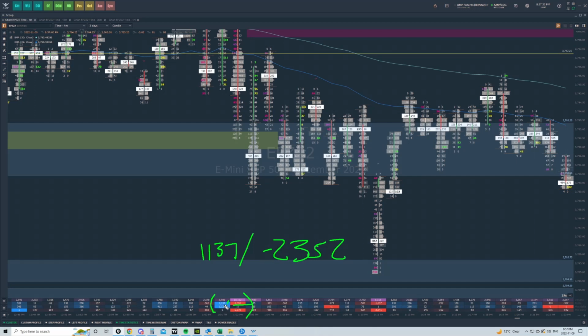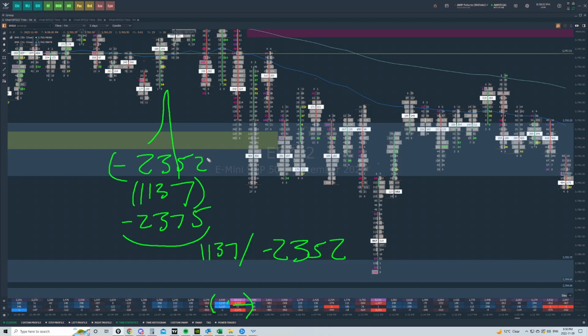So if we put this all into one print, it would look something like this. We'd have a max delta of 1137, a min delta of minus 2,375, and a closing delta of minus 2,352. So the way this looks as price is playing out, if you had this max delta right here, this would mean price is going up, buyers are in control, and sellers absolutely crush this thing with the min delta being here and the closing delta being here. And this is exactly what happened on price.